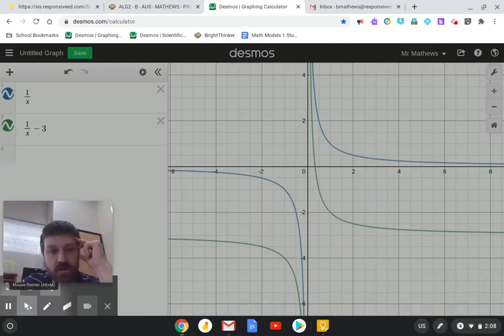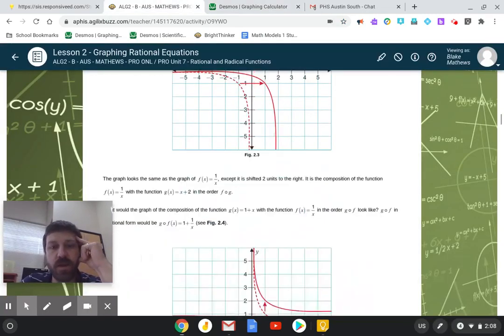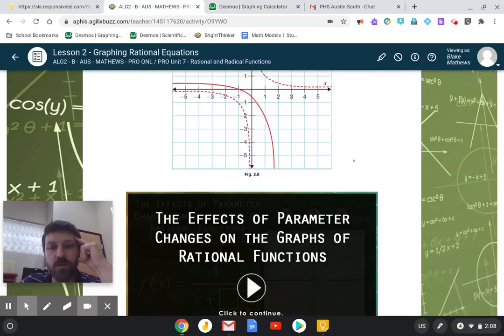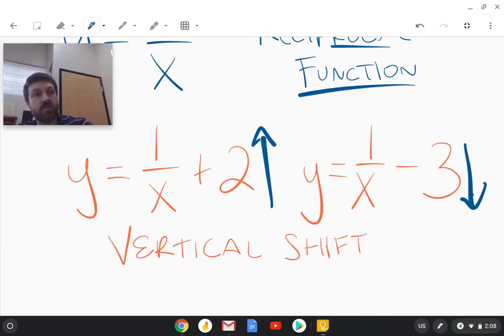Hop back over here. I do not like that at all. There we go. All right. So that's what's happening with vertical changes in the graph. Sorry, guys, I'm fading a little bit.